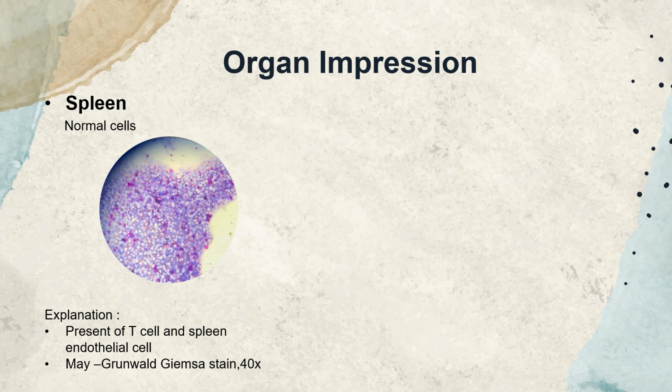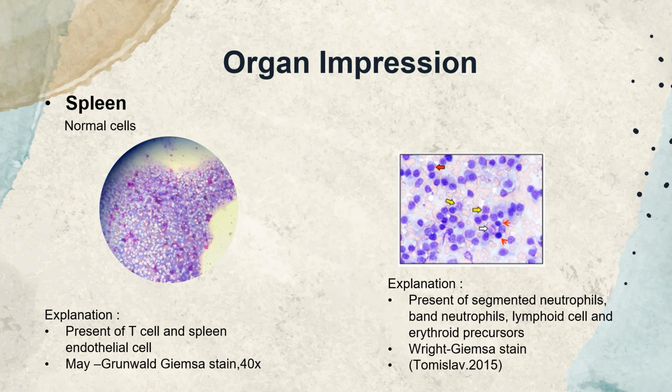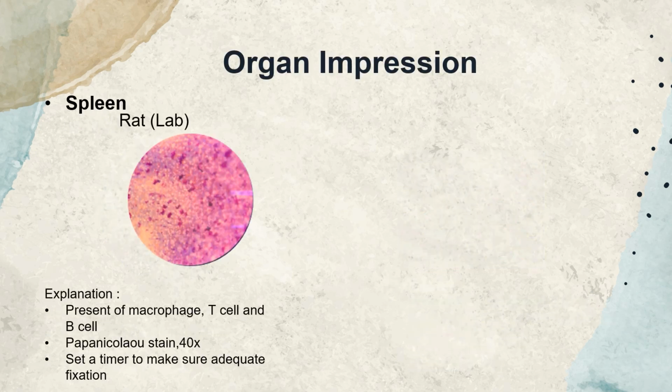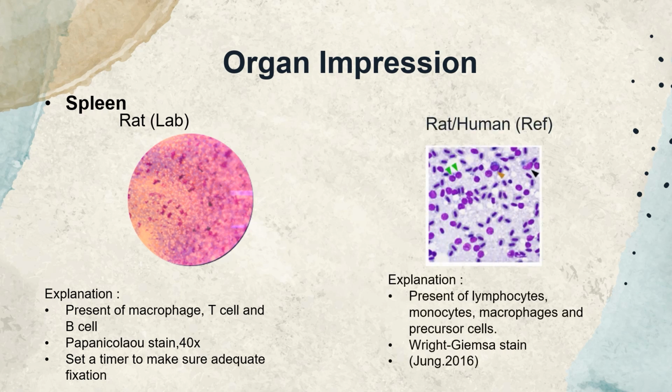In the picture with the arrow, it shows presence of segmented neutrophil, band neutrophils, lymphoid cell and erythroid precursors. The cells is stained by using Wright-Giemsa stain. For rat spleen, by using Pap stain and observed under 40 times, the cells show presence of macrophage, T cell and B cell. To avoid a problem, make sure to set a timer for adequate fixation. The reference picture shows presence of lymphocytes, monocytes, macrophages and precursor cells using Wright-Giemsa stain.